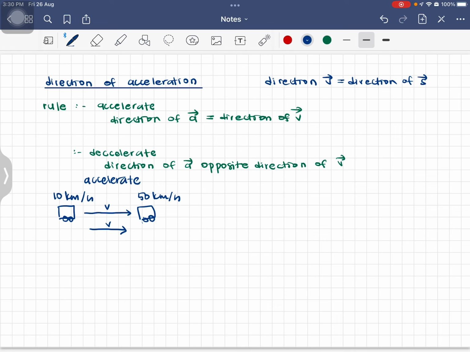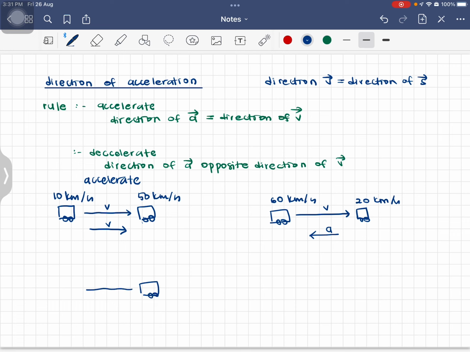But in another case, when you are moving from, let's say, 60 km per hour to 20 km per hour, you are moving to the right. Your velocity should be to the right, but you are decreasing. Your velocity is decreasing. Okay, which means you will get your A opposite with the V.